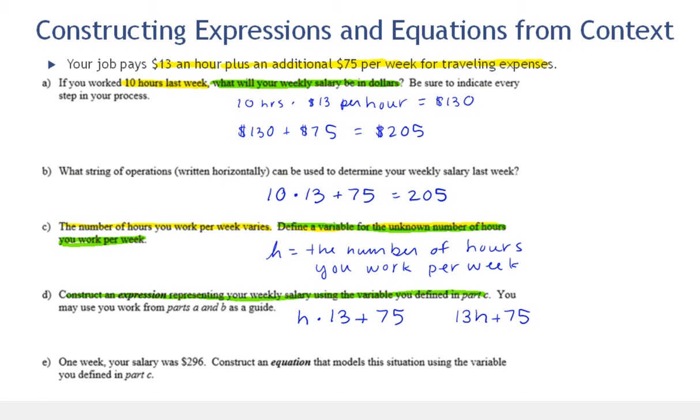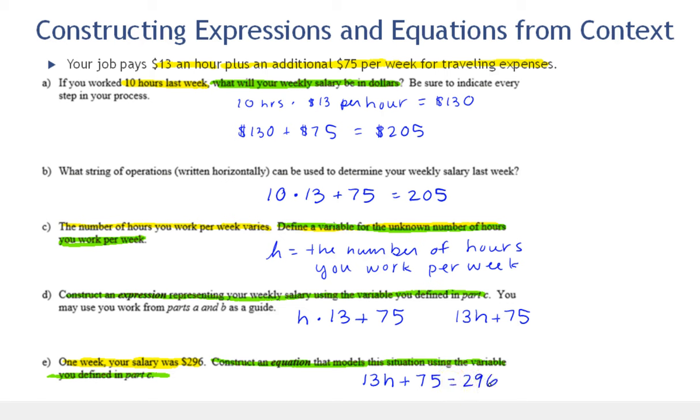Now let's look at the last question. One week, your salary was $296. And now we're asked to construct an equation that models this situation using the variable you defined in Part C. Okay. Well, remember this expression right here, so we have an expression ready, equals your salary. Okay. So if we know your salary was $296, we could say that we could take 13 times the number of hours you worked, add on $75, and the result is $296.